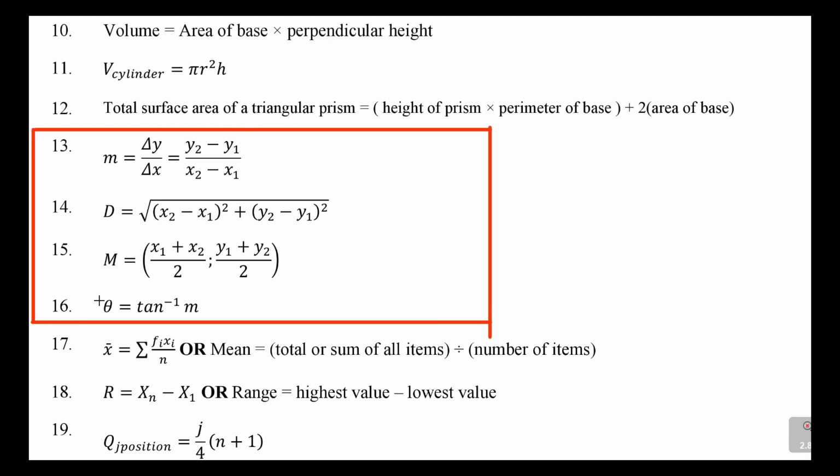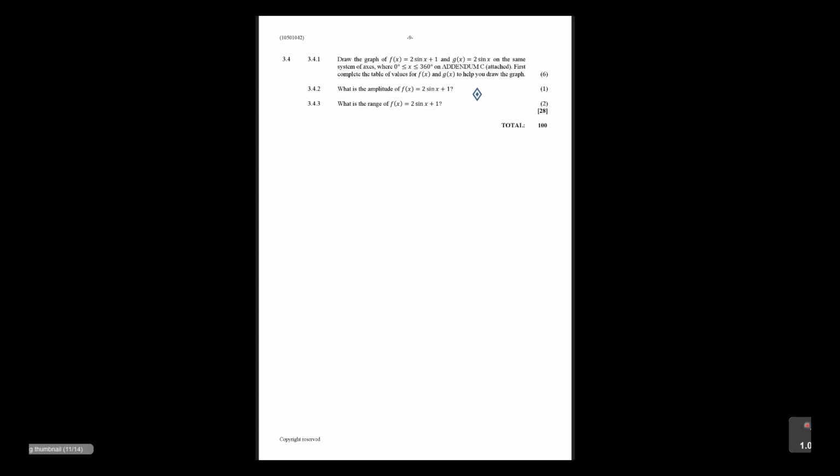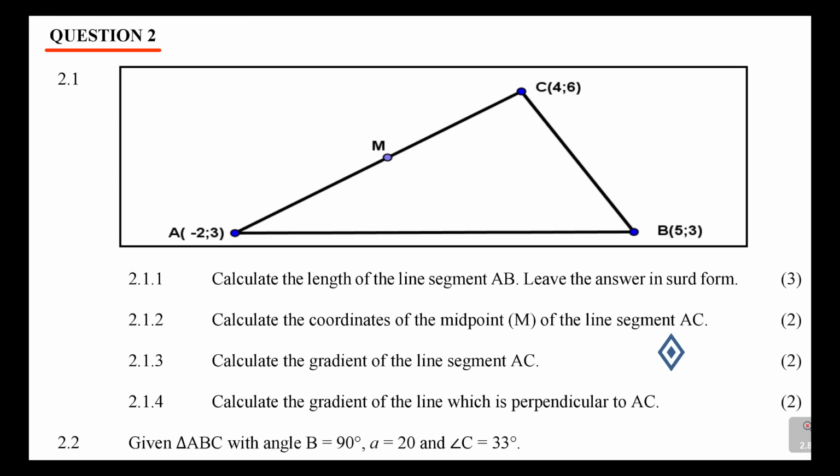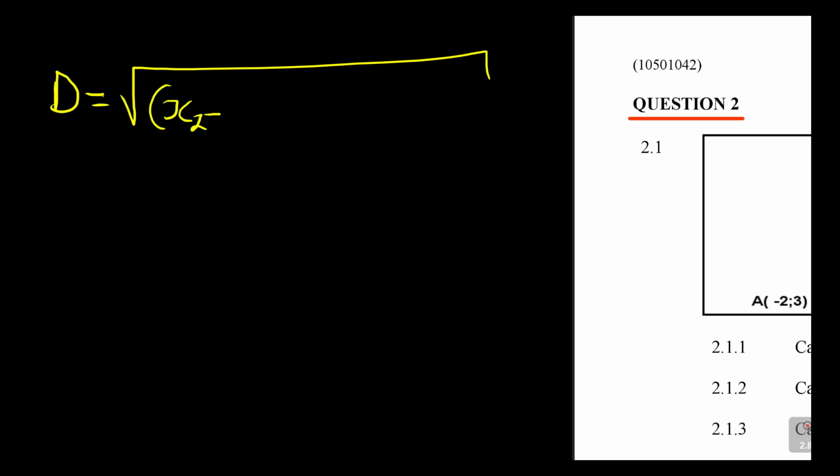And the gradient in terms of theta, which is arctan m, where m is the gradient. We are going to definitely use these. They usually bring questions that require you to know that knowledge. So the first one is calculate the length of the line segment. You see, that's the distance formula, AB. So in this case, if you still remember, I just quoted that to say D is equal to square root of x2 minus x1 squared plus y2 minus y1 squared.